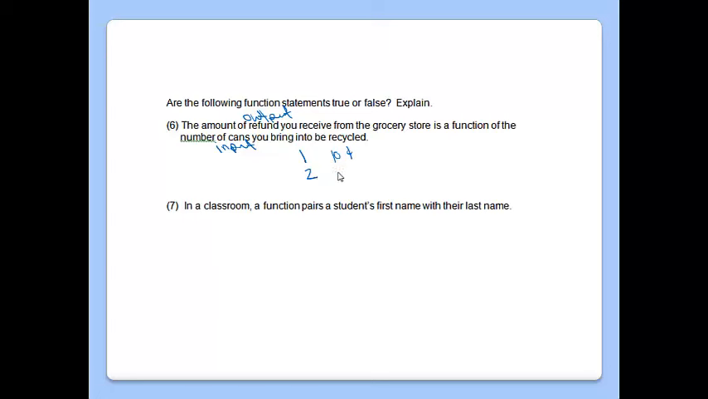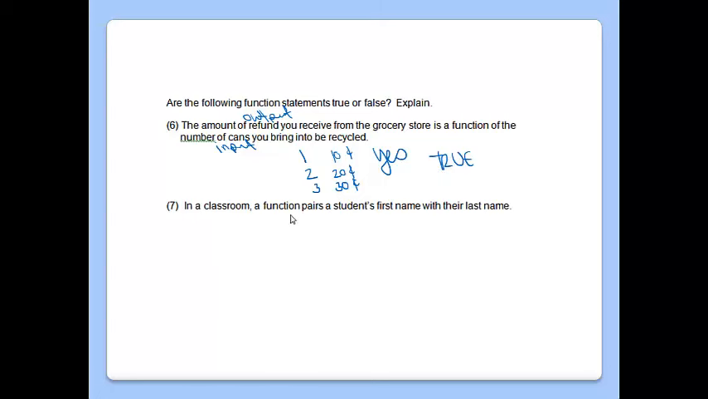If I brought in two cans, my refund would be 20 cents. If I brought in three cans, my refund would be 30 cents. So every time I brought in two cans, my refund would be 20 cents. I can't bring in two cans and have my refund be something different than 20 cents. So because every input does have an output, we are going to say that yes, this definitely is a function. So this is a true statement.